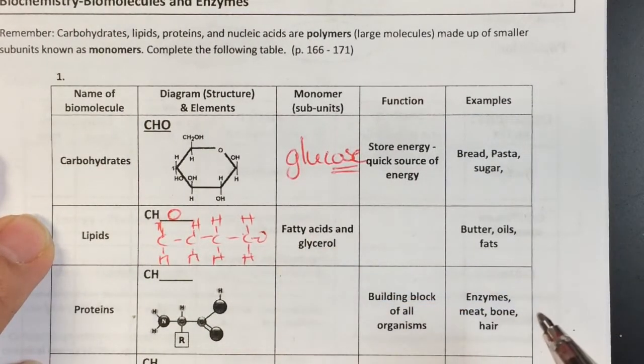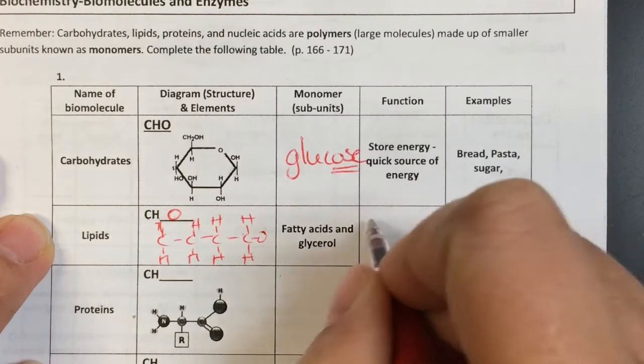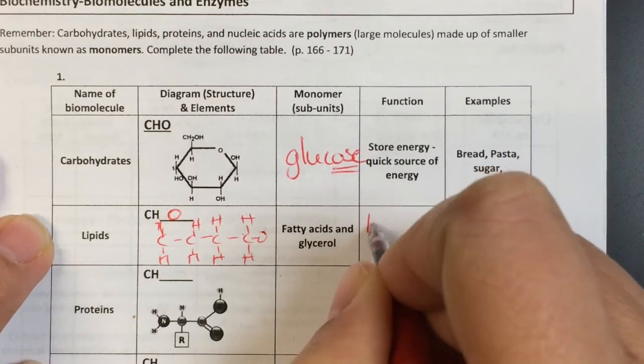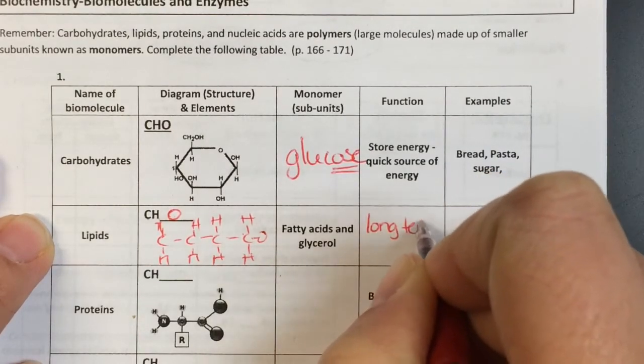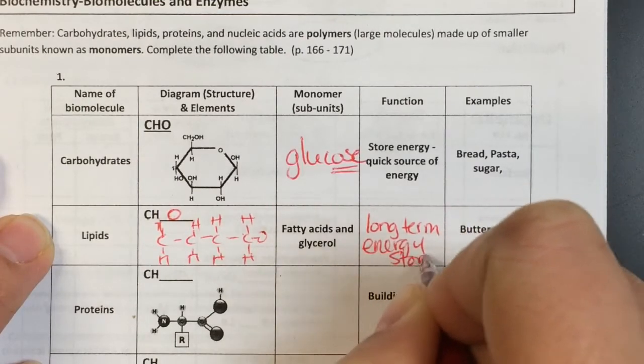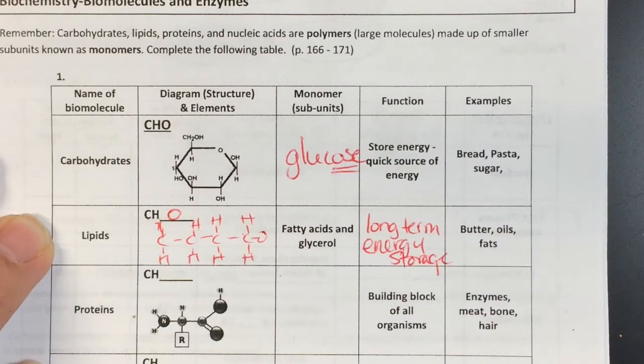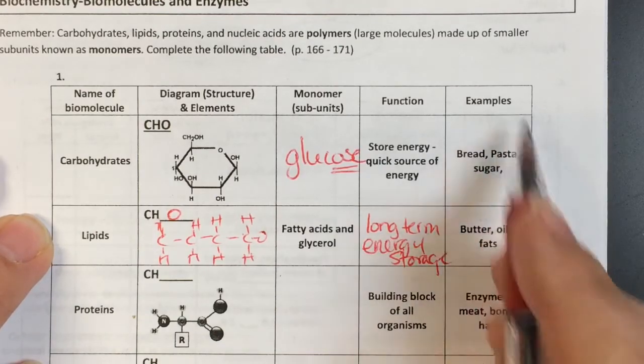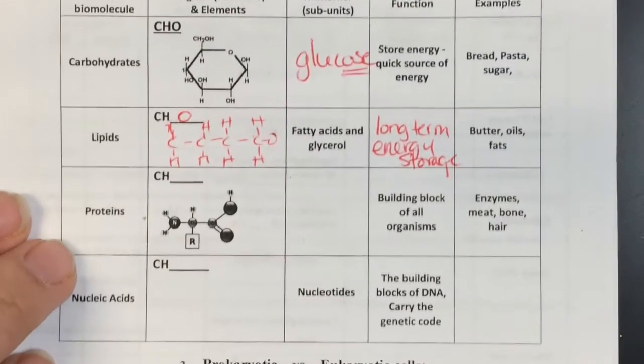Fatty acids and glycerol are the monomers, and again, like I said, the function is long-term energy storage. So I'm not fat, I've just got lots of energy for later. Examples are butters, oils, and fats.